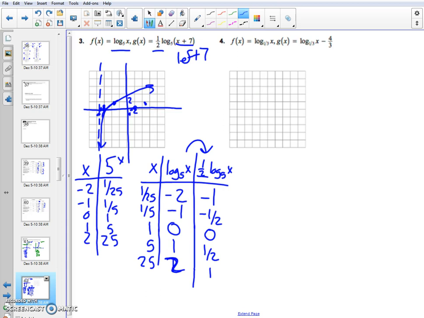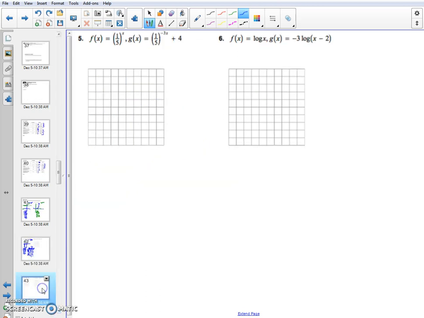Alright, let's look at our next one we're going to do here. Let's jump down to number 6 then for our last one that we'll do together here. So now they don't give me a base for my log, so I know that has to be base 10. So I want a table for 10 to the x.